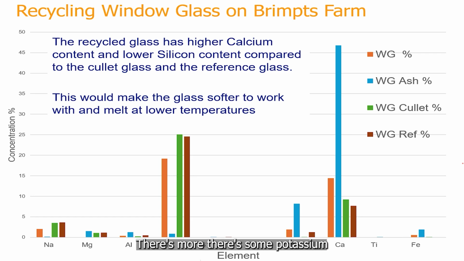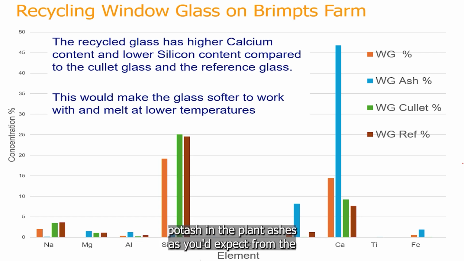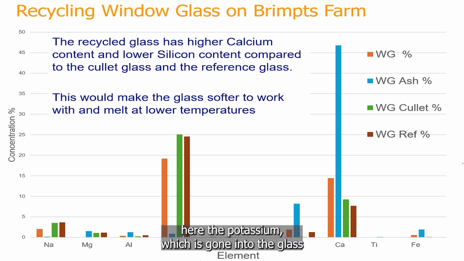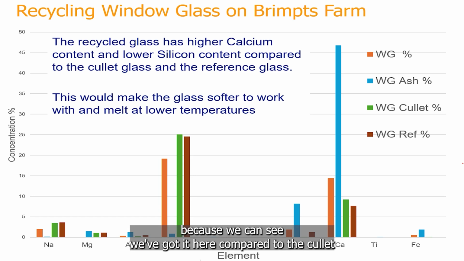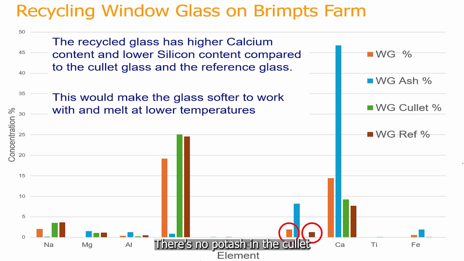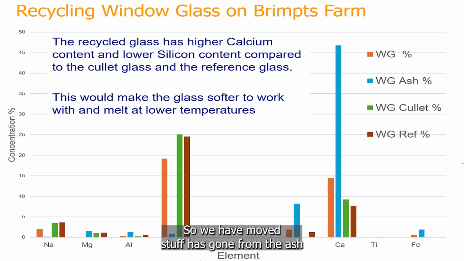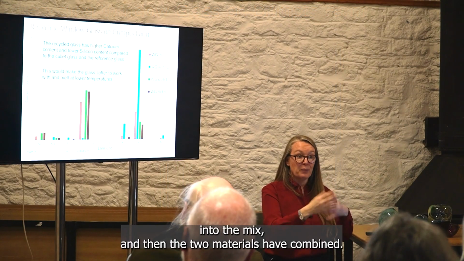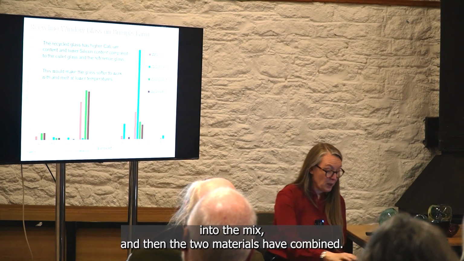There's some potash in the plant ashes, as you'd expect, from under here, the potassium, which has gone into the glass, because we can see we've got it here compared to the cullet. There's no potash in the cullet. So stuff has gone from the ash into the mix, and the two materials have combined.